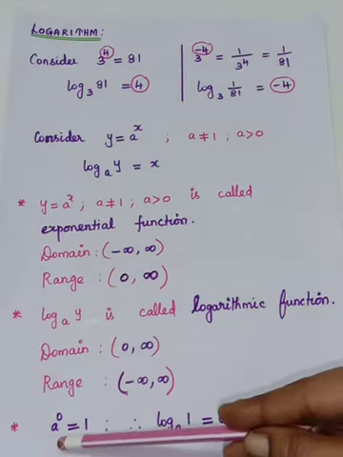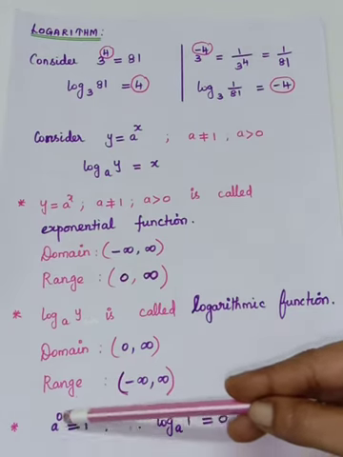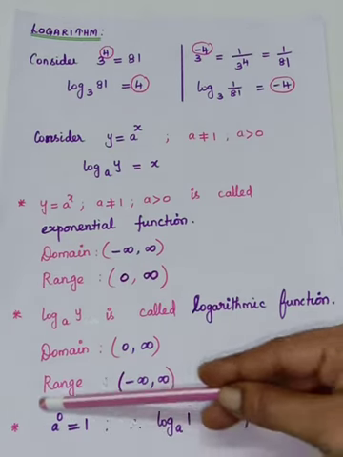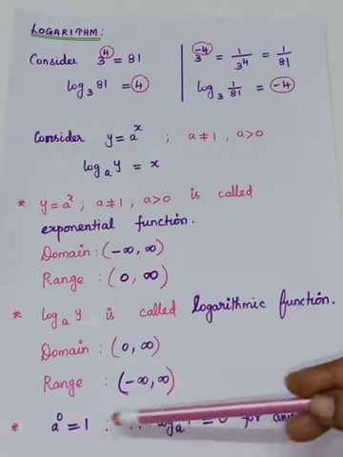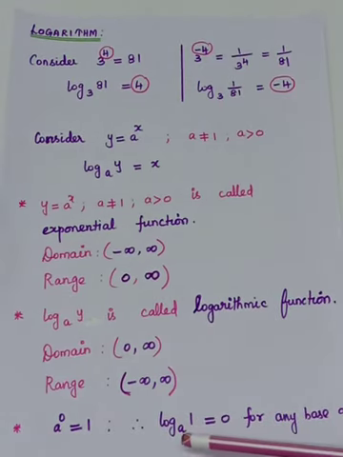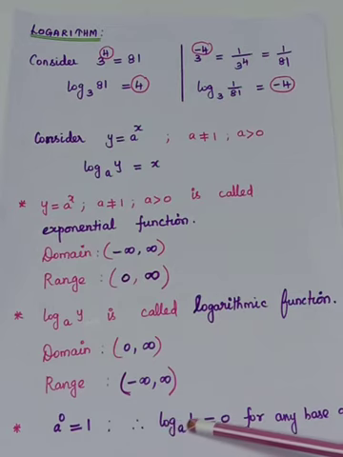We know that a power 0, anything to the power 0, is 1. So how can it be written using log? Log 1 to the base a is equal to 0. What is the value of log 1? It is 0 for any base a. We have found one answer: log 1 is equal to 0 for any base a.